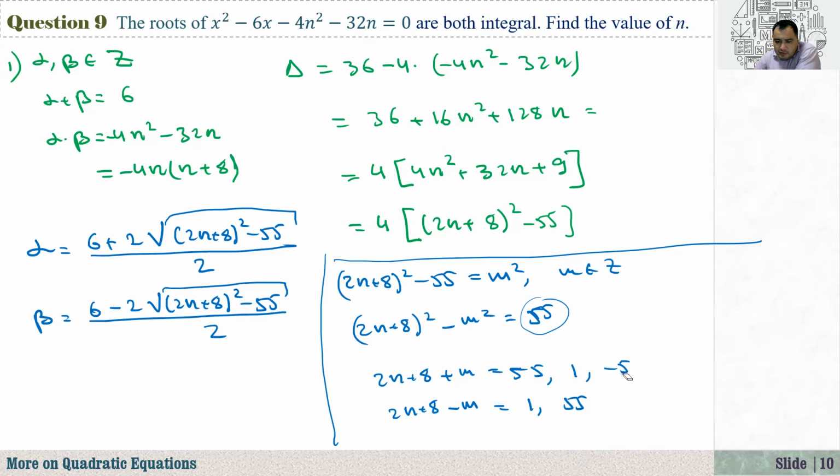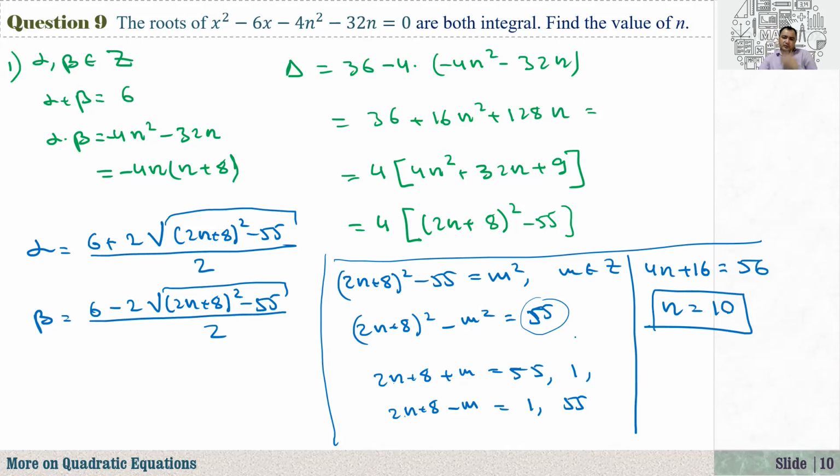Okay, but it should be under the square root positive. Anyway, let's say it is 55, 1 or 155, okay? So now we need to find n here. If I just add them together, here we have 2n and 2n, that's equal to 4n, plus 16 is equal to 55 plus 1, that's equal to 56. From here, n is equal to 40 over 4, that's equal to 10.